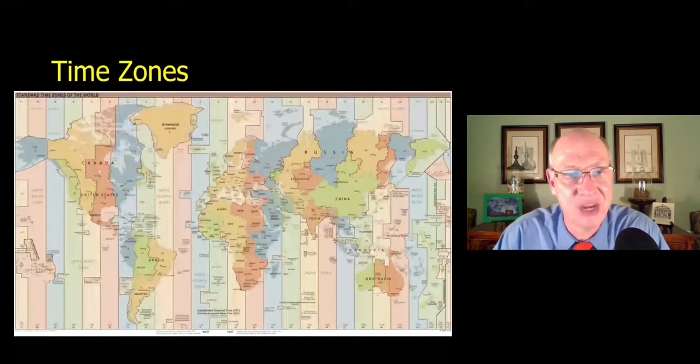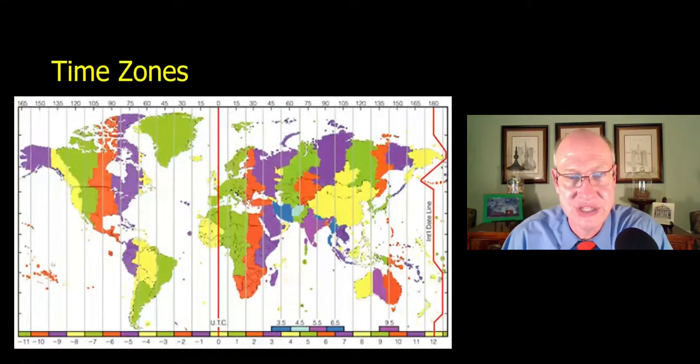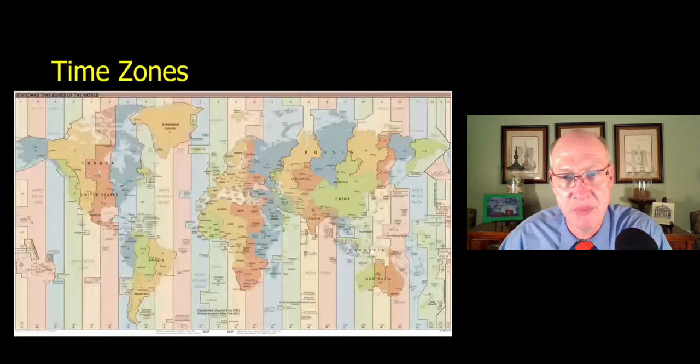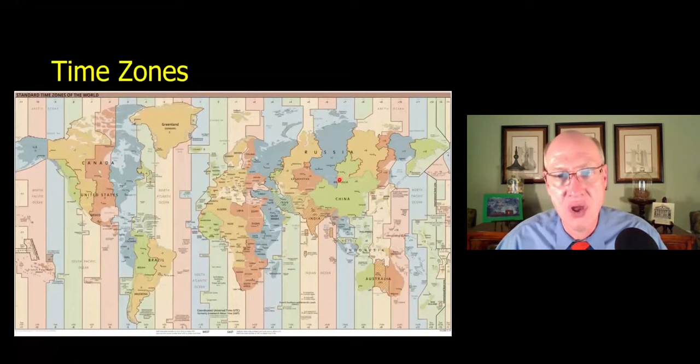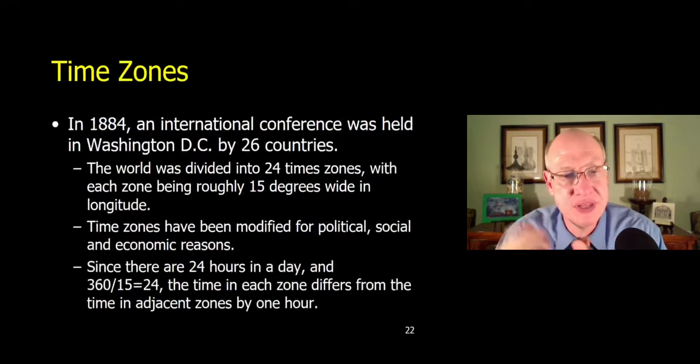Here's a little bit more accurate of a time zone map. I thought the colors were a little easier to see on this one. This one shows it to you a little bit more accurately, but again shows you that all of China is on one time zone. All right, so go back. So those are the time zones.